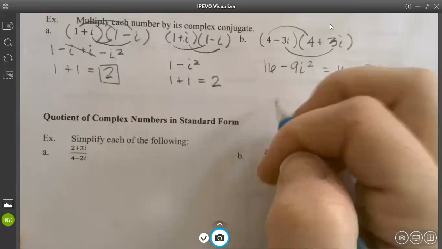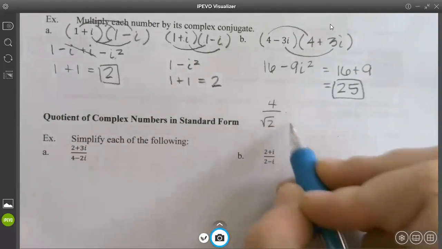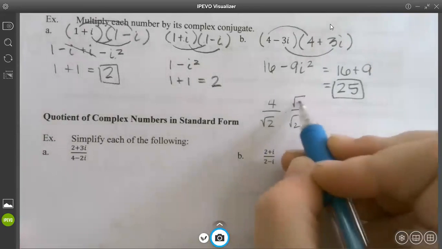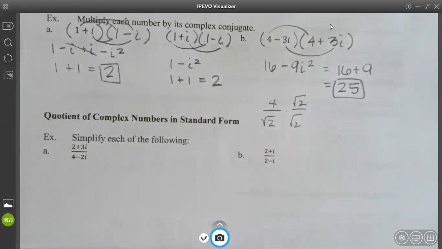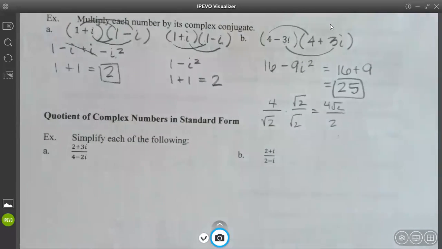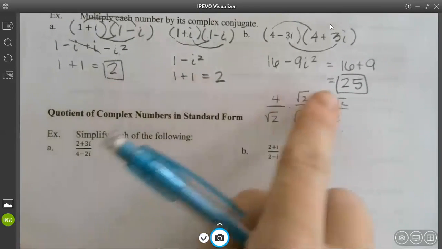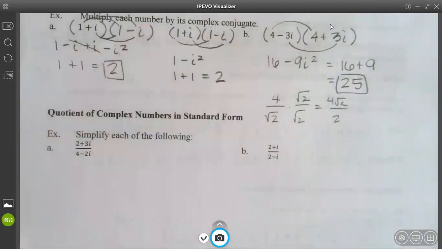So remember, if we had something like 4 over the square root of 2, to get rid of that square root of 2, you multiply by itself. Does everybody understand that? So then you get a whole number 2 in the bottom, and on the top, you would have 4 square root of 2. We're going to do the same thing. We want a whole number down here. The only way to get a whole number is if we multiply by the conjugate.